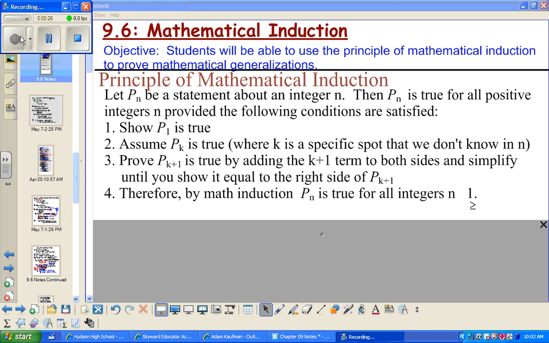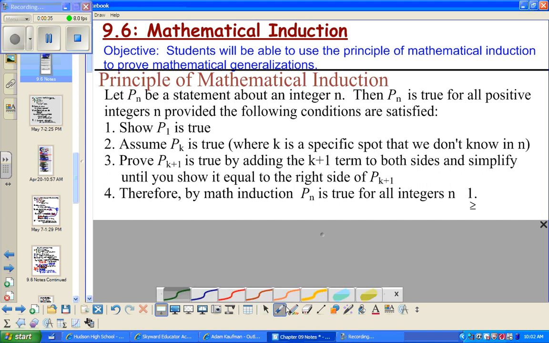So first of all, the principles of mathematical induction. Here's an outline for what you'll need to do. You'll let P sub n be a statement about an integer n. Then P sub n is true for all positive integers n, provided the following conditions are satisfied. So what you're going to do is make your P sub n statement. Basically, that's what you're trying to prove.